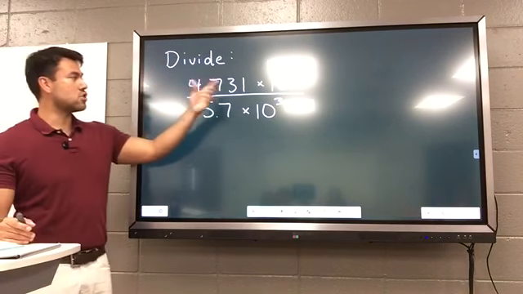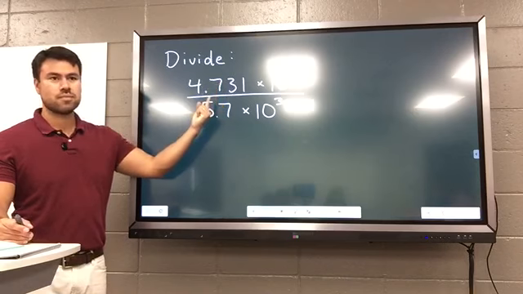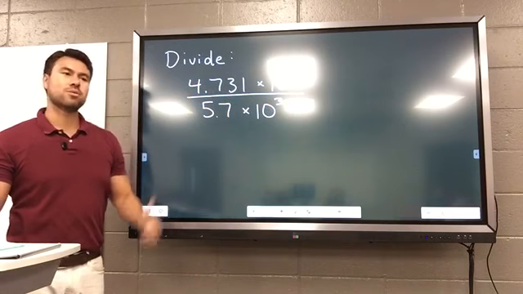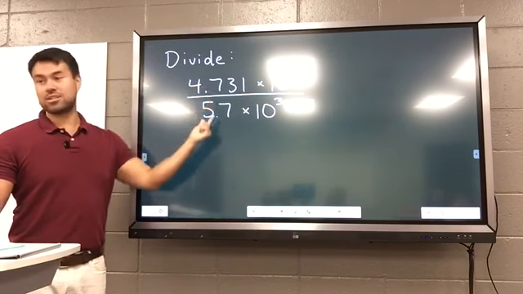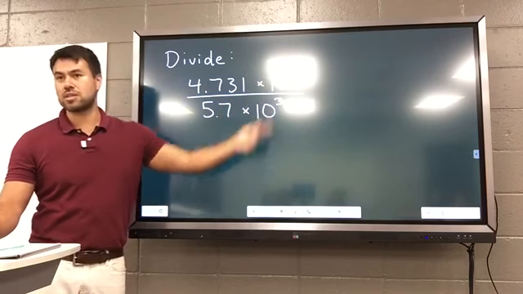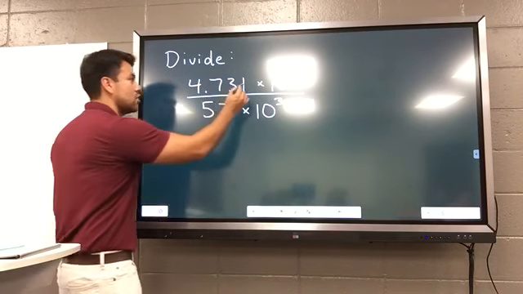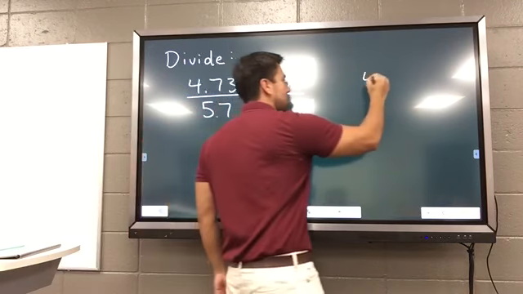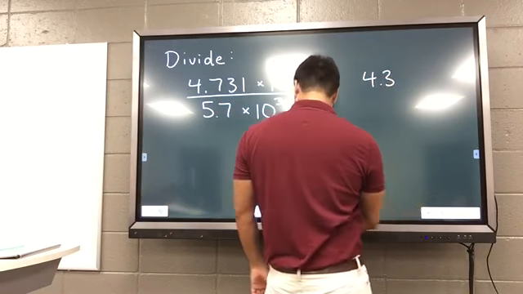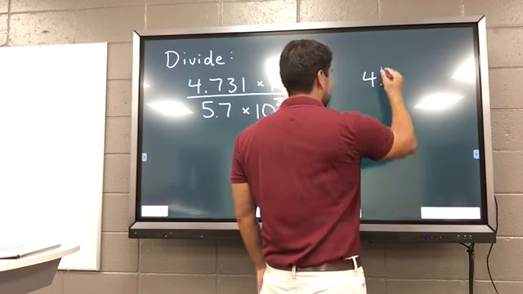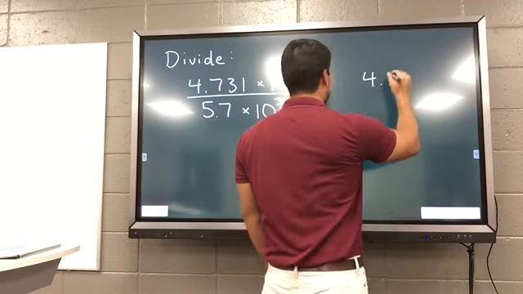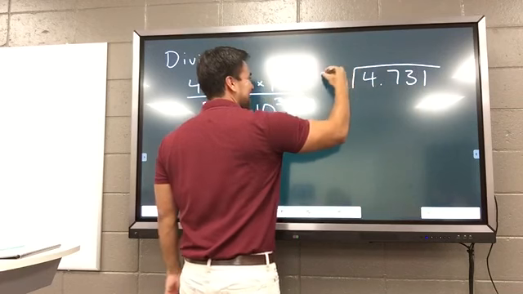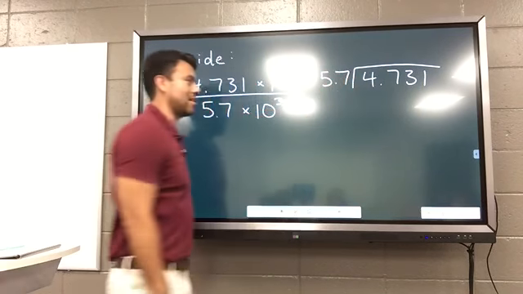Last time with multiplication, didn't we multiply the two decimals and then multiply the two powers? That's multiplying. What do you think we do with division? Divide the two decimals, divide the two powers of 10. That's all you do. So here you're going to do 4.731 divided by 5.7.